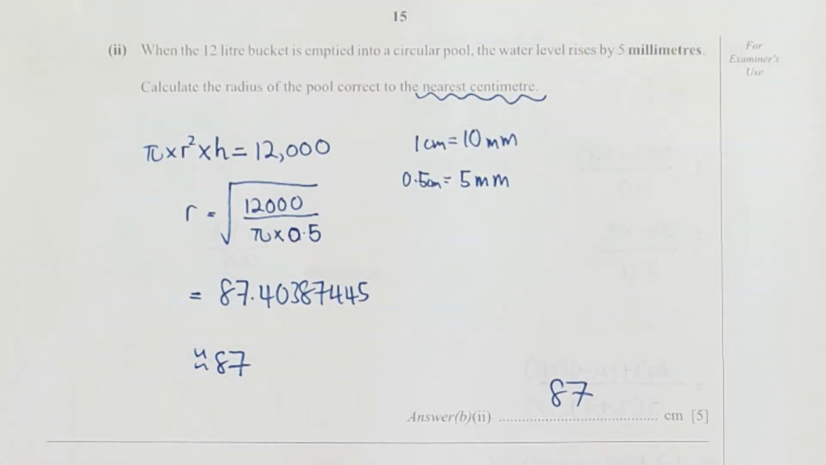For part 2, so when the 12 liters bucket is emptied into a circular pool, the water level rises by 5 millimeters. Calculate the radius of the pool. So pi r squared times h equals to 12,000, r equals to 87. Key things here is 1 cm equals to 10 millimeters. And for 5 millimeters, it is actually 0.5 cm. Hence I just set the height as 0.5 to identify the radius as 87.